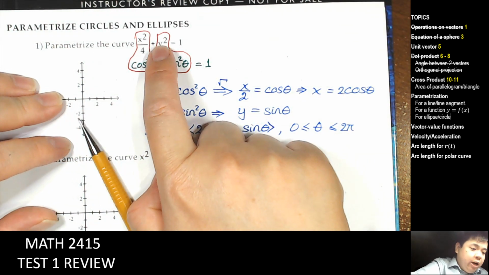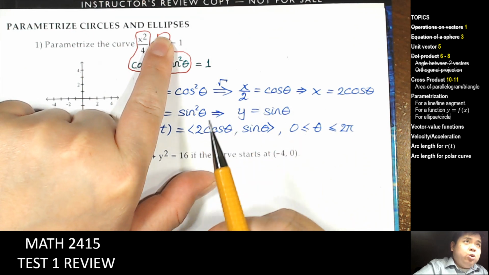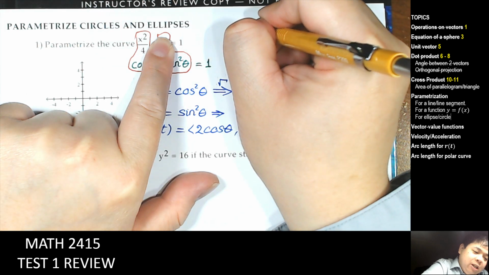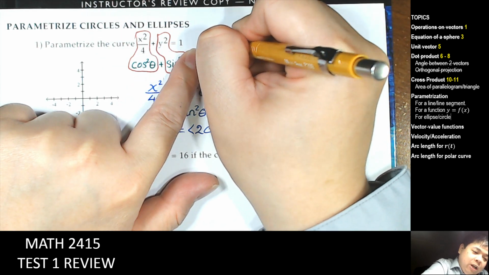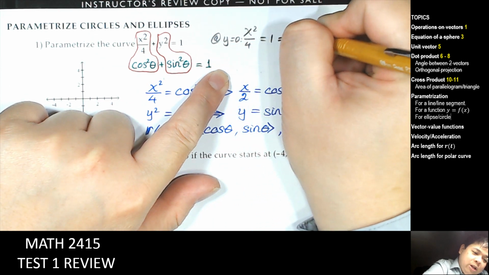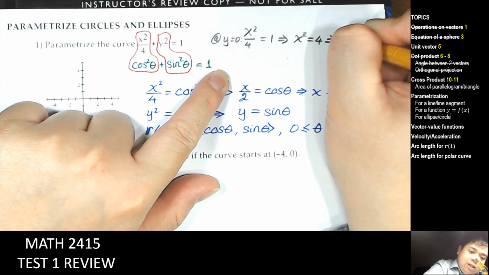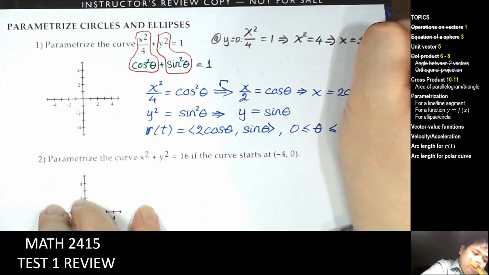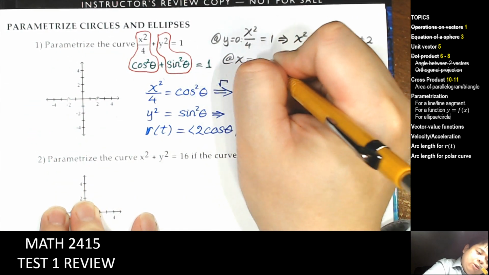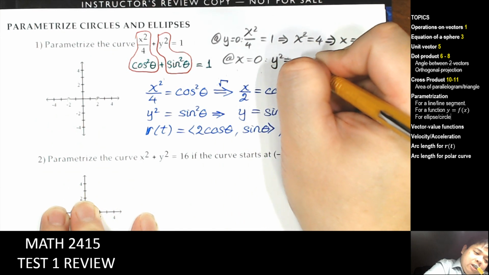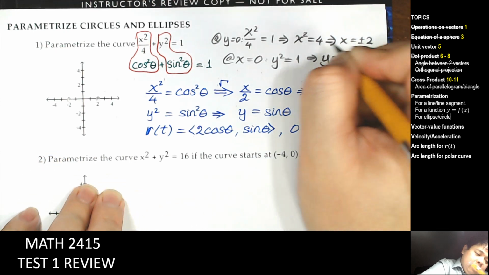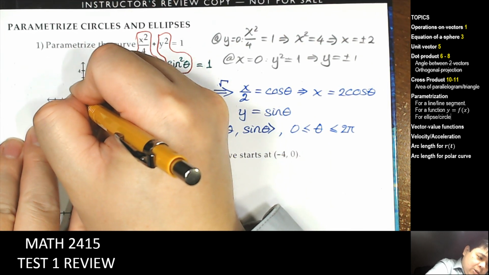x squared over 4, easy to see that when y equals 0, x squared over 4 is 1. I just want to write here: at y equals 0, x squared over 4 is 1, so x squared is 4 and x is plus or minus 2. At x equals 0, y squared is 1, so y equals plus or minus 1.